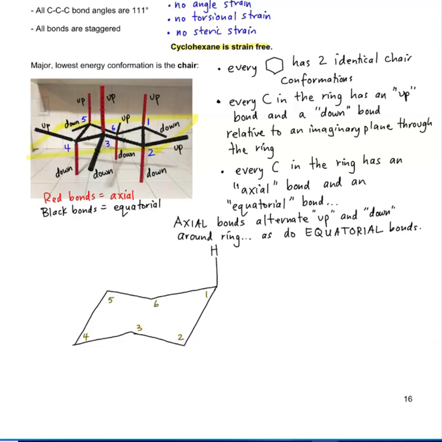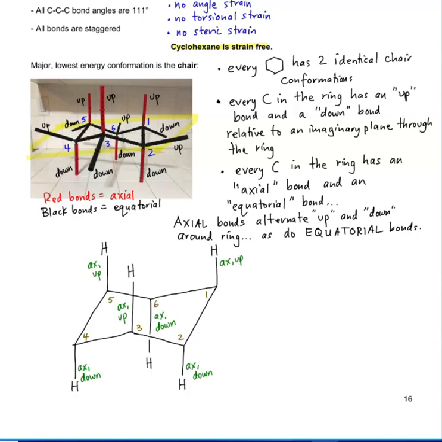So at carbon 1, here's an axial up bond. At carbon 2, the axial bond would be down. At carbon 3, it's up. At carbon 4, it's down. At carbon 5, it's up. And at carbon 6, it's down. So going around the ring, axial up, axial down, axial up, axial down, up, and down. Notice that the axial bonds are all parallel to each other, just like they are in the photograph up above.